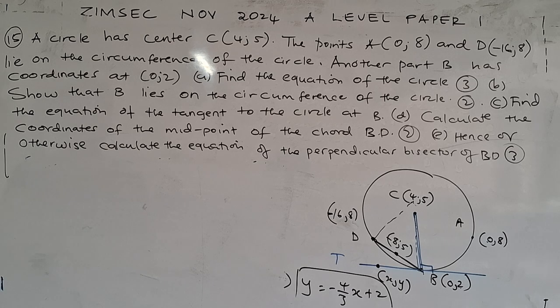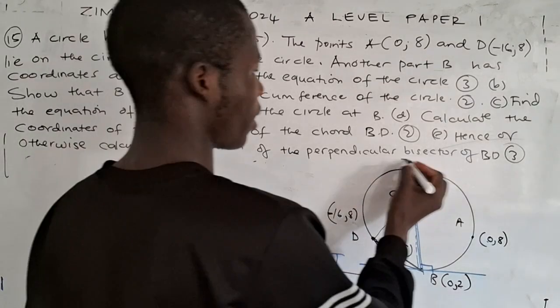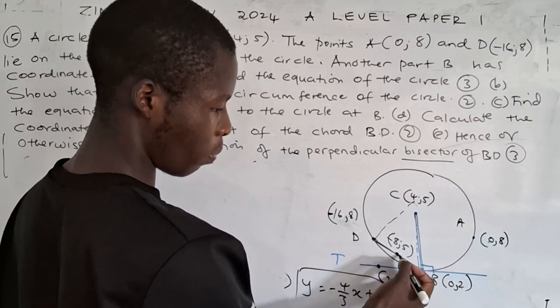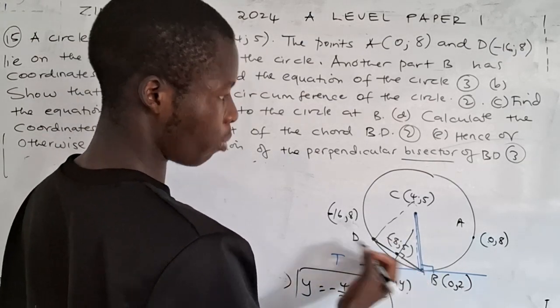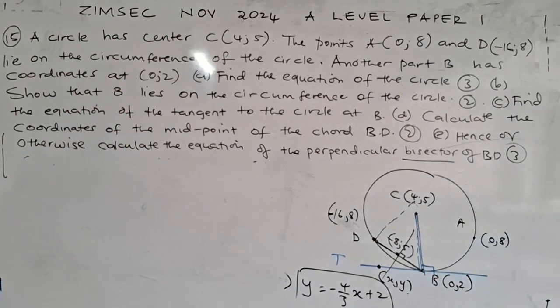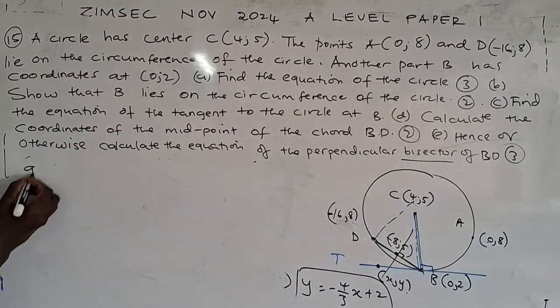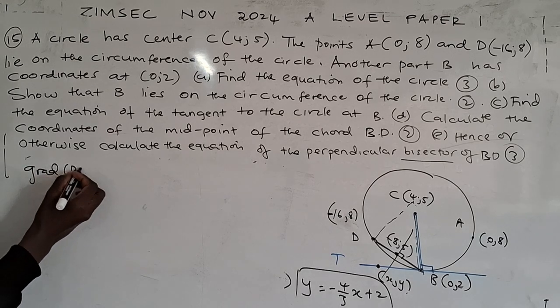You are supposed to find, hence or otherwise, the equation of the perpendicular bisector of BD. The perpendicular bisector divides BD into two equal parts, so the line will pass through this midpoint. You can find the gradient of BD, so I'm going to write grad of BD.